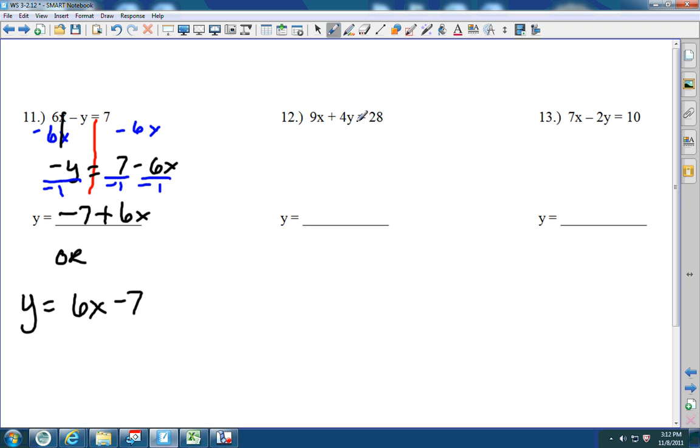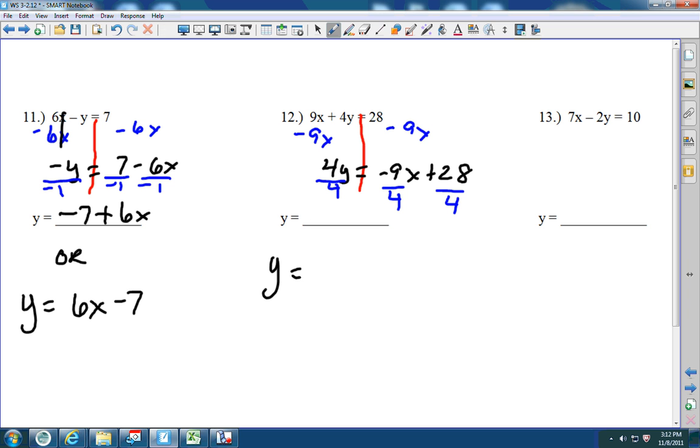Next, I have minus 9x to each side. I get 4y equals negative 9x plus 28. Divide by 4. I'll write it down here, y equals negative 9 fourths x plus 7. Or you could even write it as y equals 7 minus 9 fourths x.